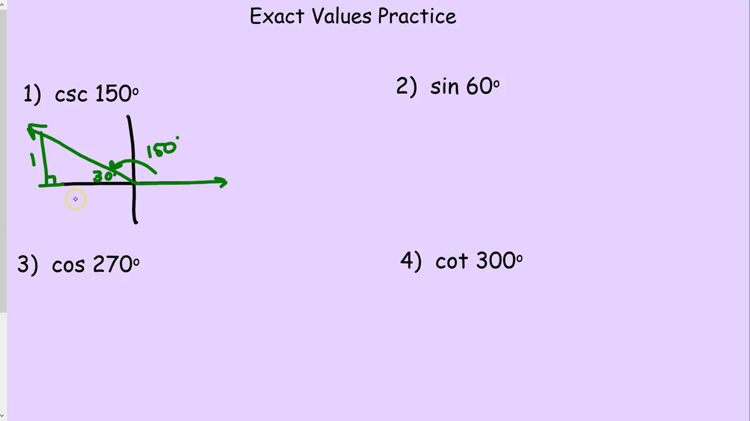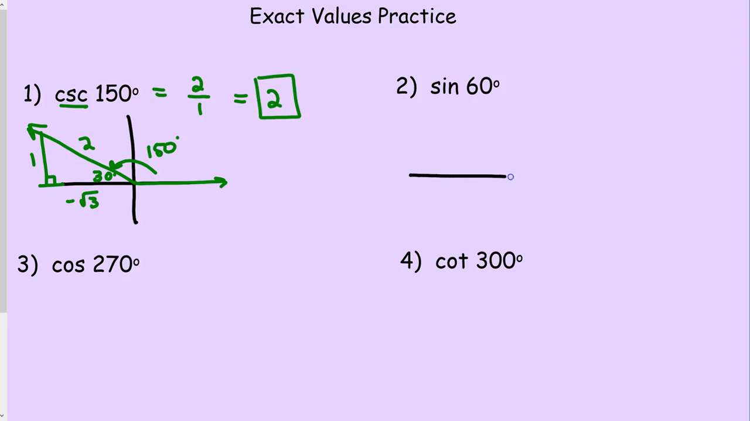Across from 30 is 1. On the adjacent, we'll put negative square root 3, and on the hypotenuse, we'll put 2. Now that we have it labeled, our job is to find the cosecant. Cosecant is reciprocal of sine. So instead of opposite over hypotenuse, we have hypotenuse over opposite. We have 2 over 1, and that just reduces to 2. So that's how you do it when you just have a single problem in isolation. Just figure it out for that one.